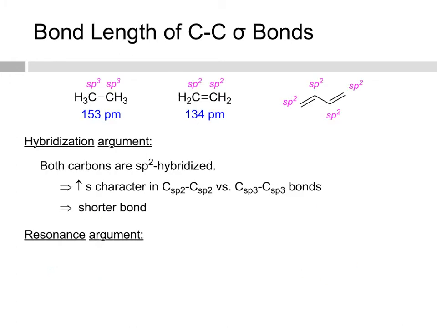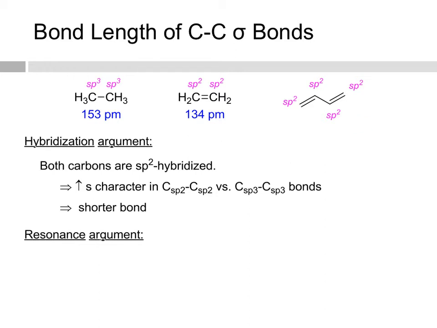Now let's look at the bond length of carbon-carbon sigma bonds. If we look at an sp3 hybridized carbon bonded to another sp3 hybridized carbon, the average bond length of this carbon-carbon bond is 153 picometers. Likewise, for an alkene, an sp2 hybridized carbon bonded to an sp2 hybridized carbon has an average bond length of 134 picometers. Now let's look at this conjugated diene.